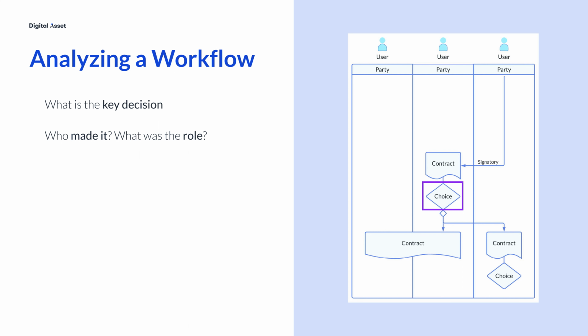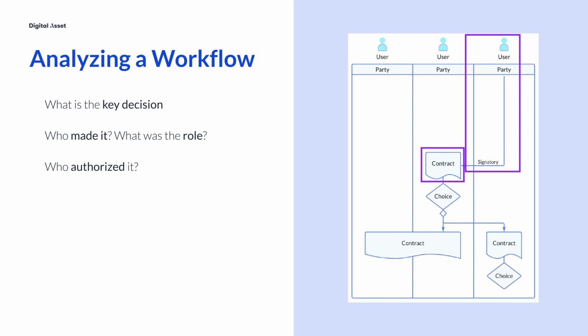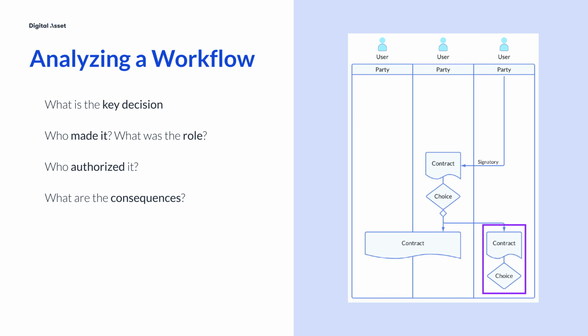Then we determine who made the decision and what role were they fulfilling. These become a user and the controller party, respectively. This choice will exist on a contract, so once we determine who authorized the decision, we know who signed the contract. Within the contract and the choice, the controller and the signatories will be parties representing the role they fulfill in the workflow. Next, we look at consequences, making sure we identify what decisions are enabled or become authorized by this decision. Each of these will become their own choices, with their own authorization and their own consequences.